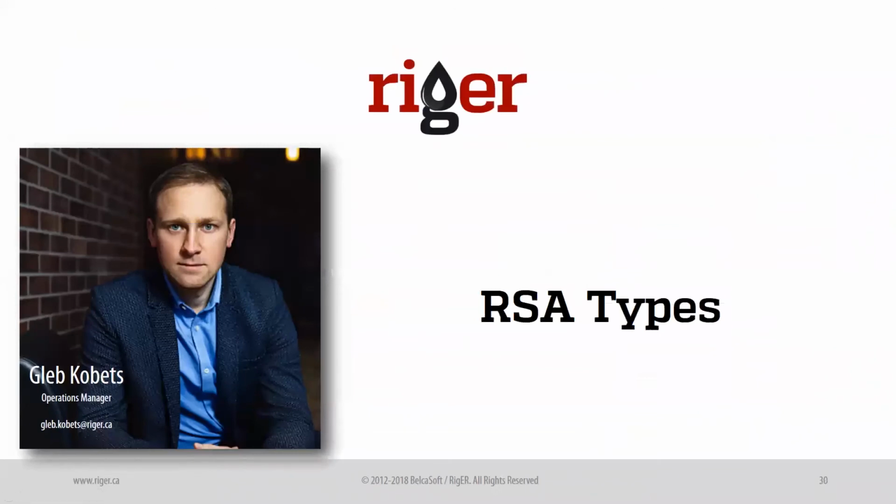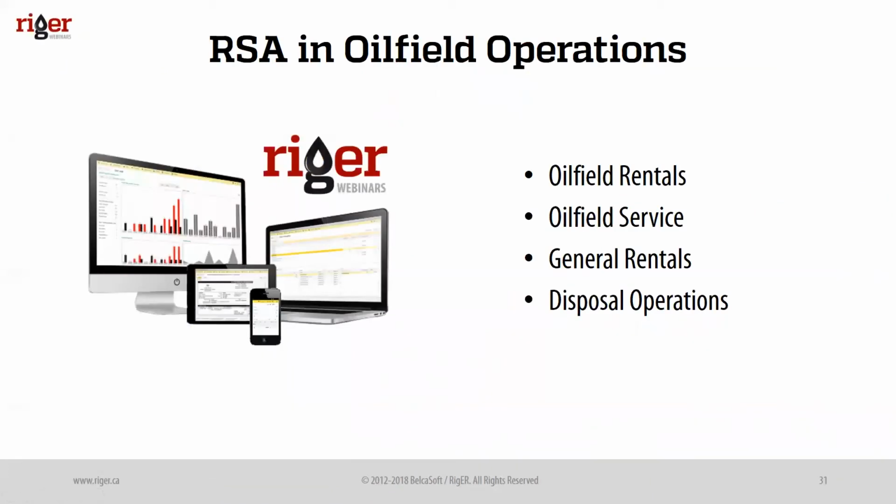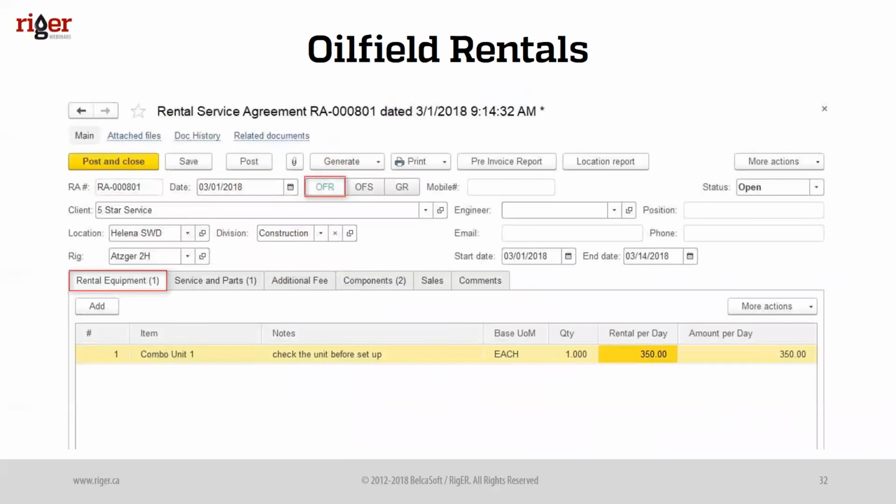So let's talk about different types of rental service agreement. As Michael had already said, we have different types of rental agreement in the system. You can have oilfield rentals, oilfield service, general rentals, and disposal operations types of rental service agreements. As you can see on this screenshot, in case you select the oilfield rental type, the rental equipment tab will be the first one. For this type of RSA, rental equipment is a mandatory field and mandatory tab, so we cannot post or make the rental service agreement active without putting in any rental equipment.